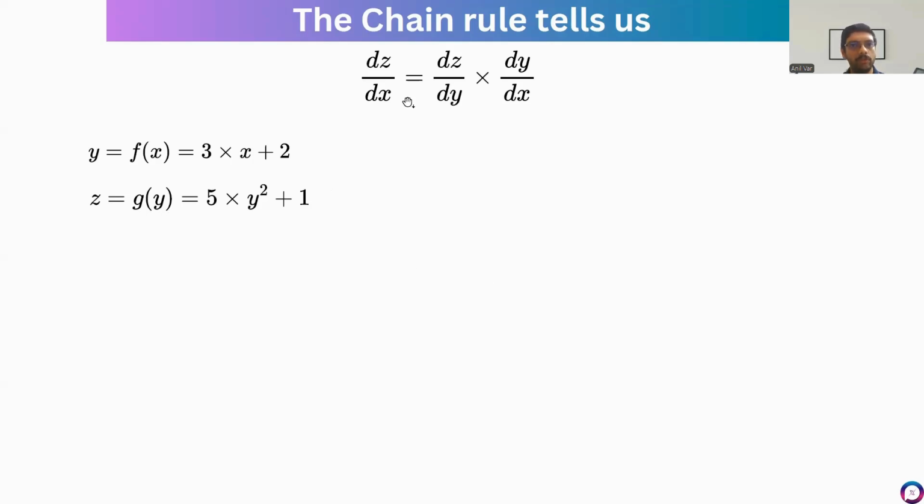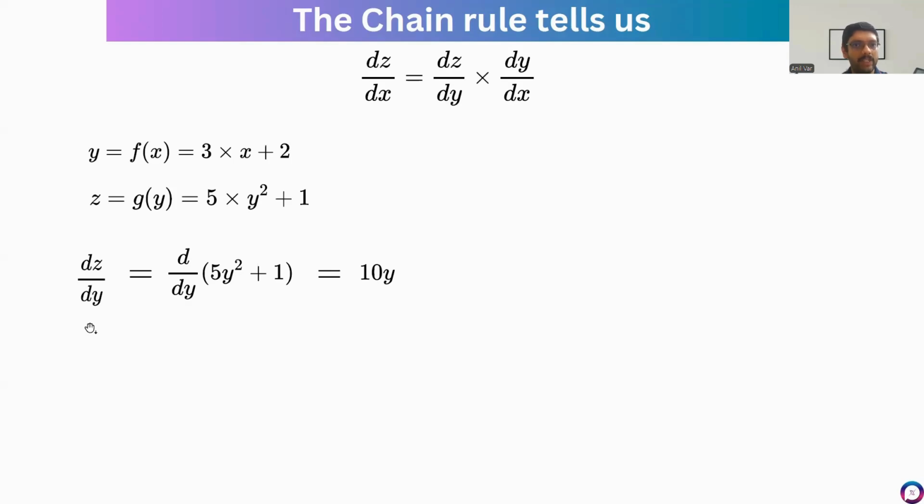So what we do, we follow this rule. We're saying dz by dx can be given by dz by dy. So we take this z and differentiate it with respect to y. It's quite simple, right? It's a simple polynomial. So d by dy of 5y squared plus 1: this term goes to 0, the derivative of a constant. This term becomes 5 times 2 times y, which is 10y, right? Because it's a polynomial. So for something to the power of n, the derivative is n times that to the power of n minus 1, with respect to the same variable. Okay. So we've got this first part.